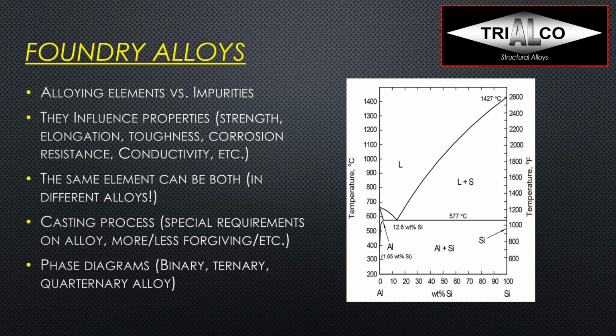And then we need to talk about the phase diagrams. And here is one example for aluminum and silicon. And this would be a binary alloy phase diagram. So there are only two alloying elements, aluminum and silicon. If we're talking about 3 elements, then it is called ternary. And if it's 4, quaternary alloys.